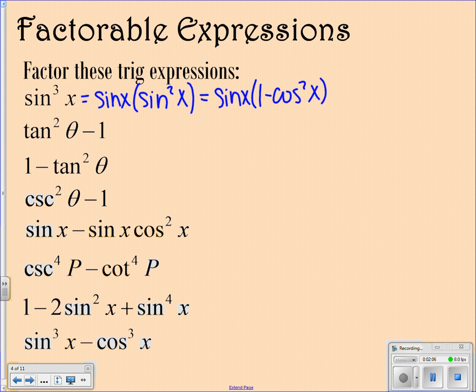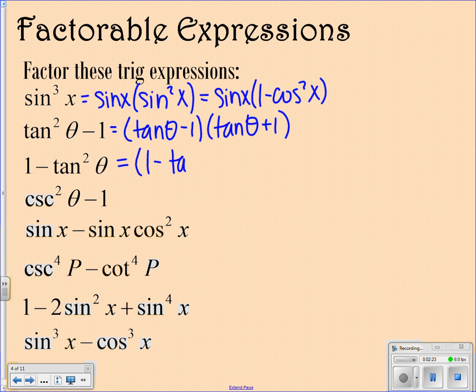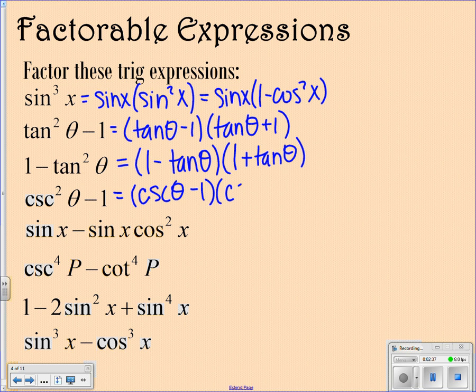For tangent squared theta minus 1, that's like an x squared minus 1. And it's going to factor as tangent of theta minus 1 times tangent of theta plus 1. So that would be how that would factor. For 1 minus tangent squared of theta, it's going to be almost identical. It's going to be 1 minus tangent of theta and then 1 plus tangent of theta. For this next one, you would say cosecant theta minus 1 and then cosecant theta plus 1. Okay, so those three are all kind of related.